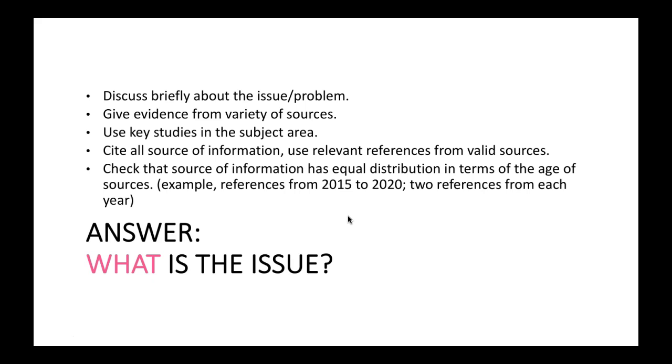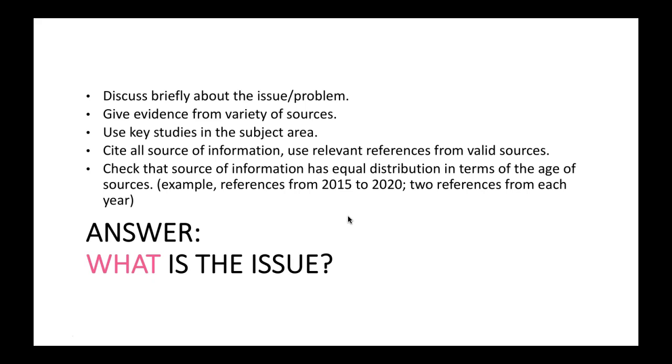A variety of sources is really good when you are making an argument and when you are talking about what the issue is. Make sure that you use key studies in the subject area. Having key studies is really important. Key studies are the authors who have done substantial research on the topic area, and maybe published some journal articles or book chapters or a book as well.